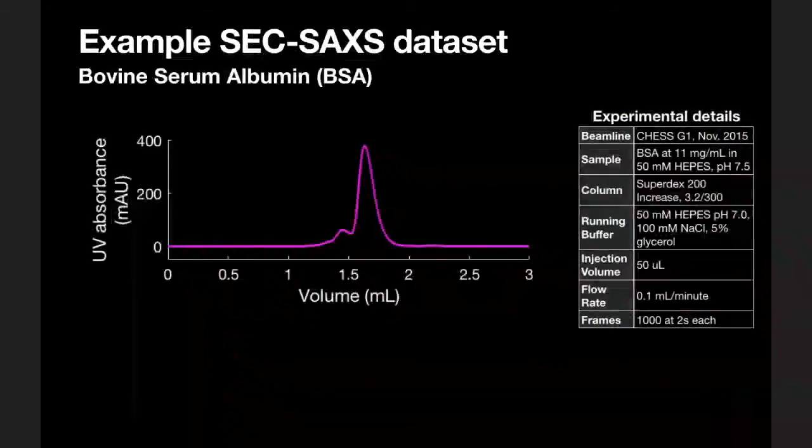For an example data set, I'm just going to show one that I collected many years ago from BSA. BSA is an interesting standard to use for SEC-SAXS because you can just dissolve the powder in some buffer and inject it, and you get a curve with multiple bumps in it. So it's nice. No fancy preparation required. So here's the chromatogram from BSA. What you'll see is we have a main peak. This corresponds to the BSA monomer.